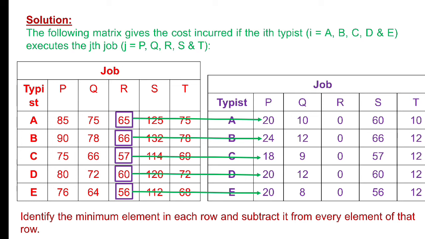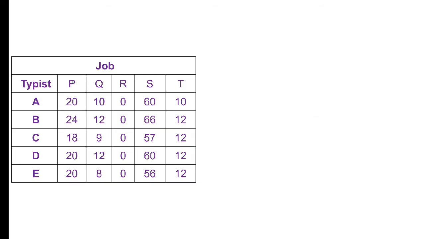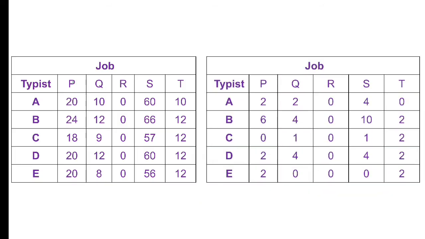So this is what I have done here: selecting the minimum of each row and subtracting it from the other values. Then we'll get the new matrix. Then we'll go for the next one. The next procedure is selecting the minimum of each column, then subtracting it from the other values of the column. Identify the minimum element in each row and each column, and subtract.